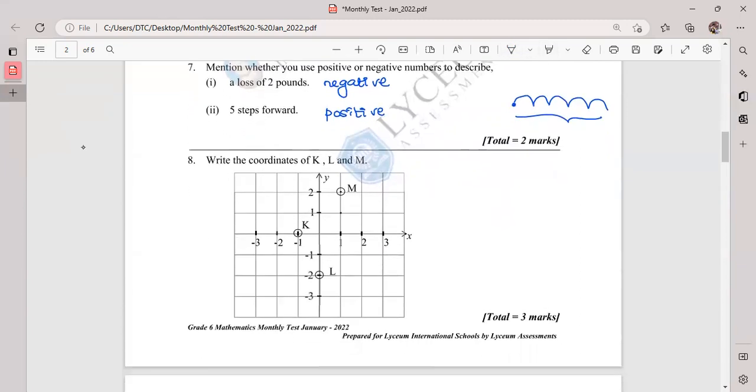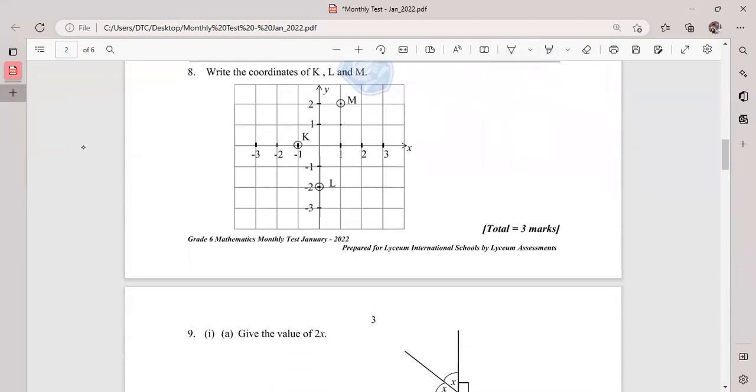Okay. Then question number 8. This is from your coordinate lesson, right? So always I explain to you that I will tell you the topic or the chapter from which they have taken this question. Why?